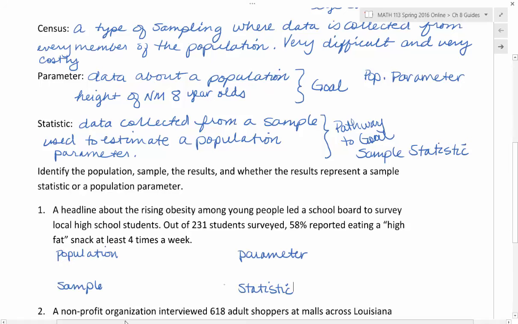Well, the population is the large group, and it usually starts with the word all. So we're looking, who is it we are trying to make conclusions about? And this would be all local high school students, because there was a headline about obesity, and then the school board decided they were going to survey local high school students. So they're trying to make conclusions about their students in the district. So the population is going to be all local high school students.